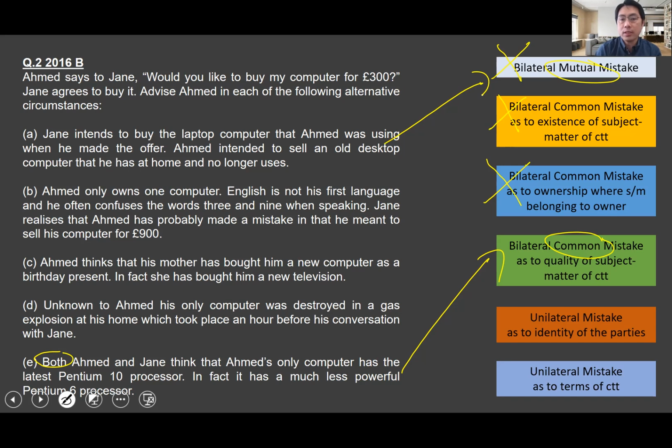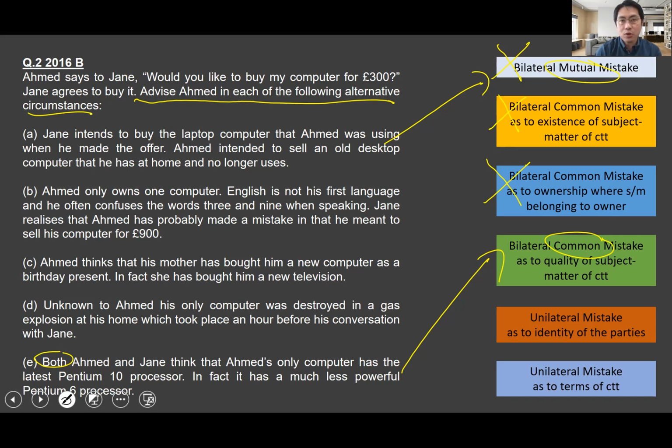And it's a mistake as to quality, i.e. the Pentium 6 and 10 quality. They are both mistaken too. So with that, you have now identified all the types of mistake. And with that, you should now be able to write the relevant answer to come to a conclusion by using the appropriate cases and the legal principles within each type of mistake, and to advise Ahmad in each of the following circumstances, whether these would all amount to an operative legal mistake for the purposes of the contract being void. Perhaps, perhaps not.